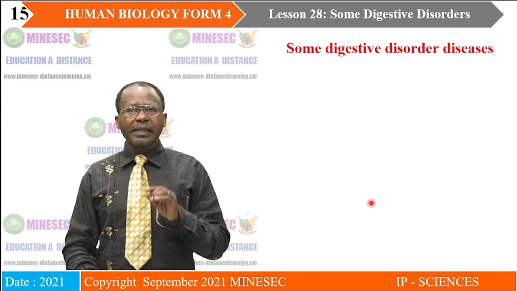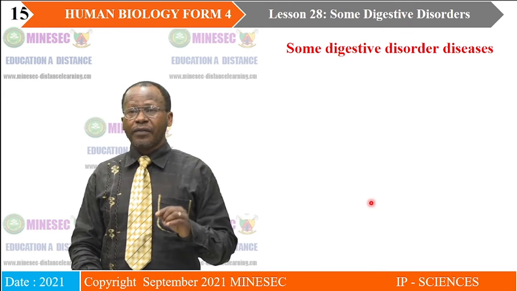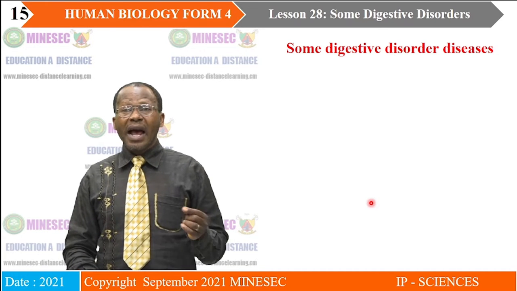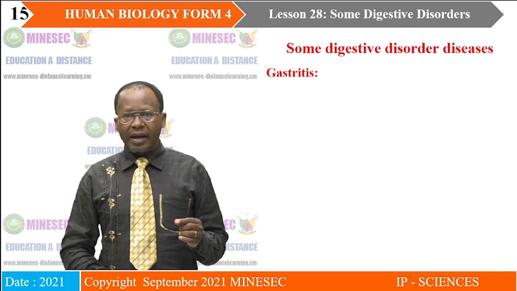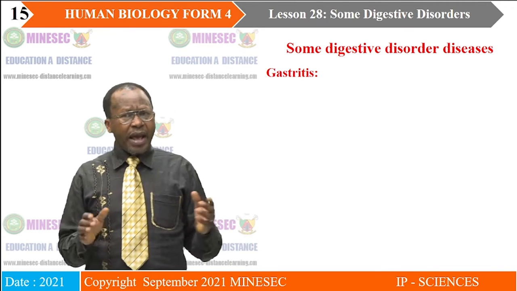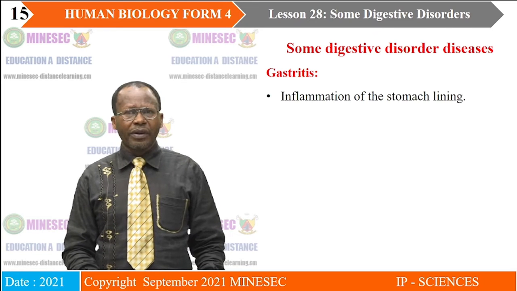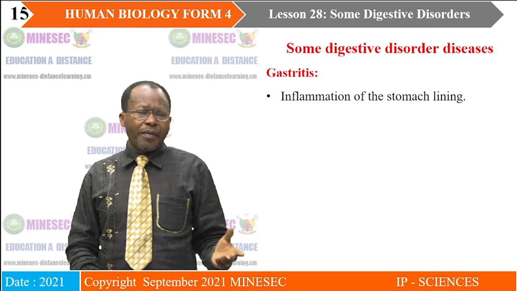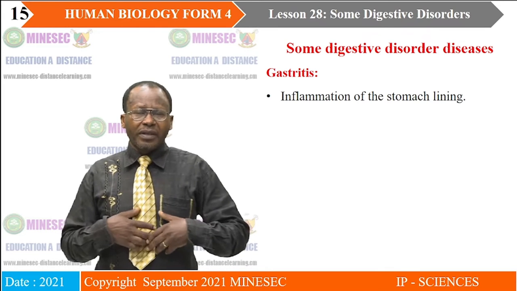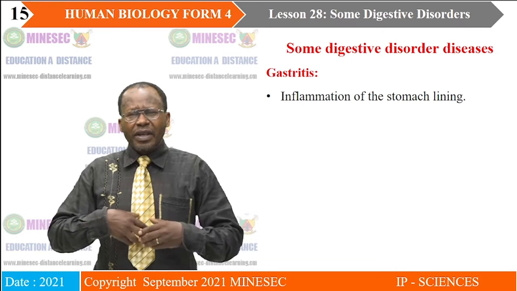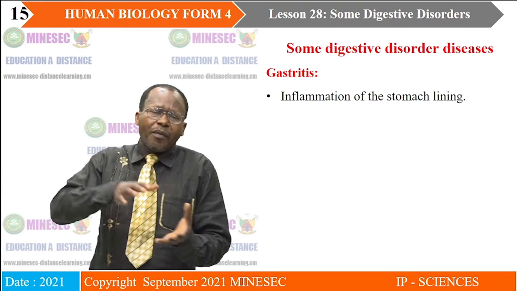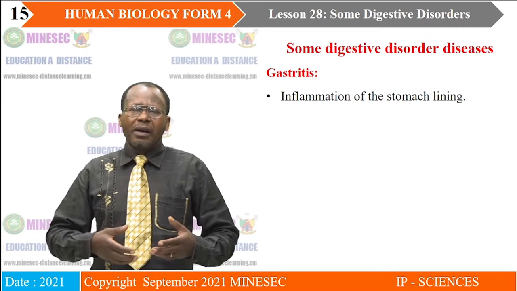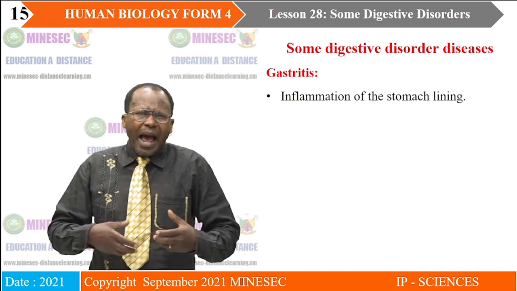Also, it is important for us, with this reflection, to think about some digestive disorder diseases. What are some of them that have been identified to exist? We have gastritis, which is quite common. But what do we say about gastritis? It is the inflammation of the stomach lining. When it is inflamed, inflammation means growing abnormally in size, maybe like something that, how do we explain? It increases or grows abnormally.